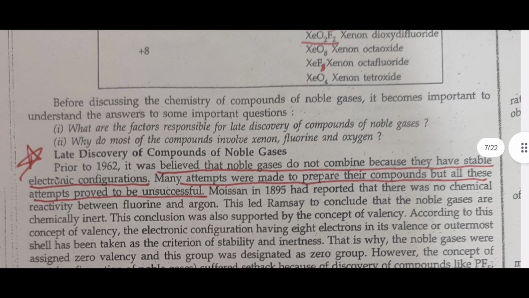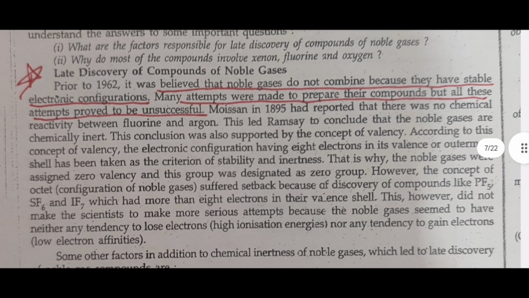With this assumption, Bartlett treated xenon and platinum hexafluoride in the gaseous phase. An orange-yellow solid, xenon hexafluoroplatinate, of the composition XePtF6 was obtained. On analysis, this compound was found to be an ionic compound, and this marked the first compound of any noble gas. The formation of the ionic compound demonstrated that xenon is not totally inert, and it is possible to remove an electron from a xenon atom.